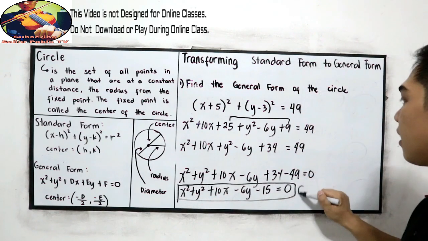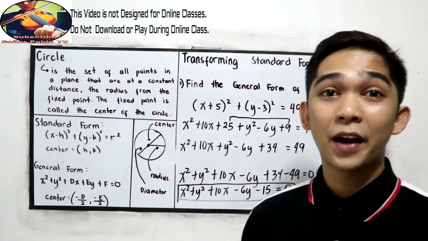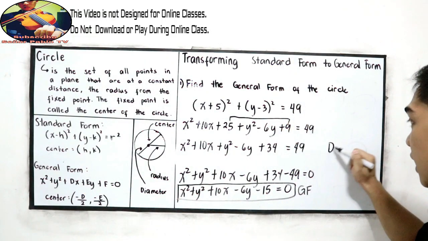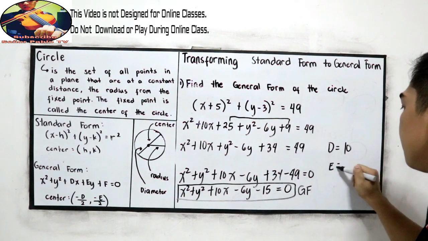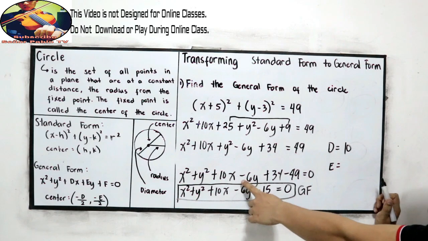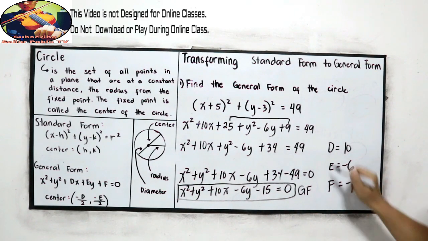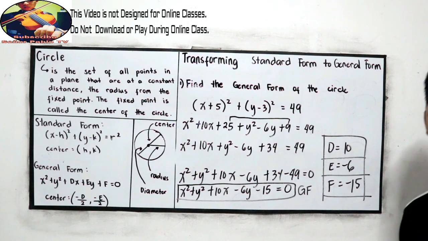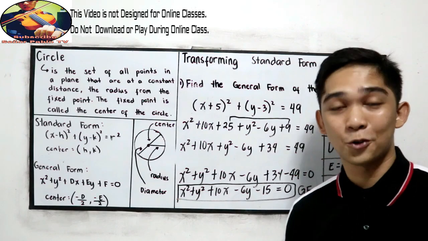This will be the general form of the circle. If your teacher asks you to find the values of D, E, and F, the value of D is 10, the value of E is negative 6, and the value of F is negative 15. Okay, that's how to transform standard form to general form.